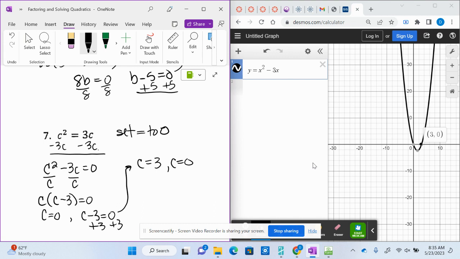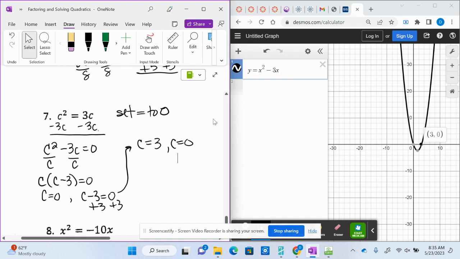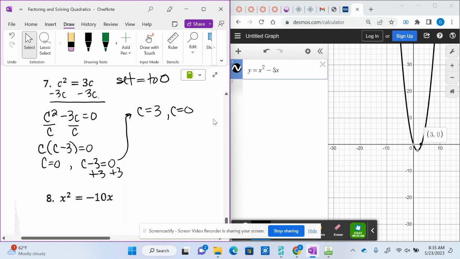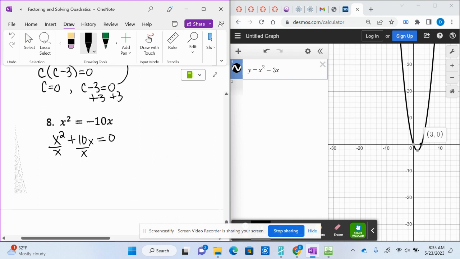For number 8, what would you do to solve that? Add 10x to both sides. So when I do that, I end up with x squared plus 10x equals 0. And I can just take out an x. I have a GCF of x there. So that's going to give me x times the quantity x plus 10 equals 0.